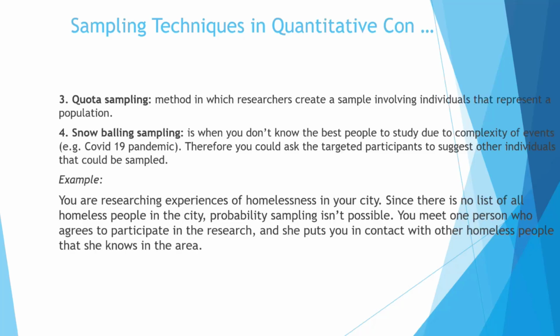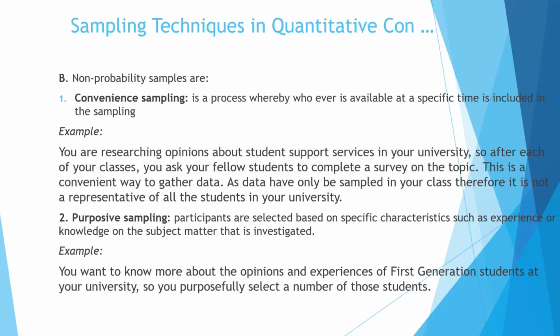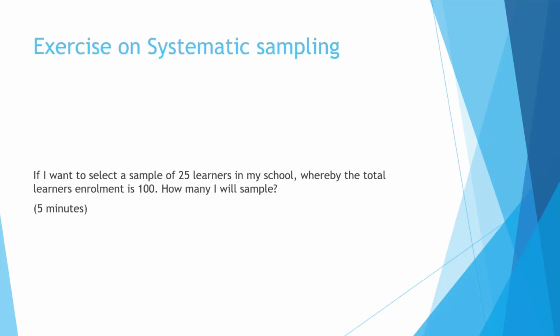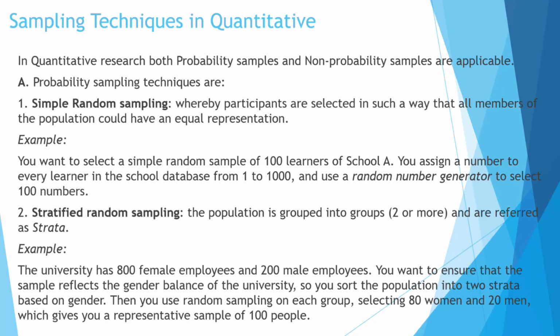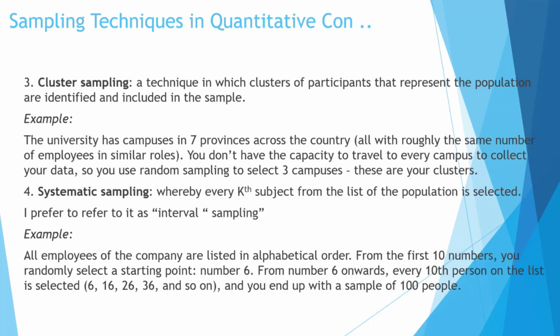I think I want to quickly go here before we close. Remember this. We have two types of sampling. We have probability samples, where all of them are random. Simple random, stratified random, cluster random sampling, and so on and so on.